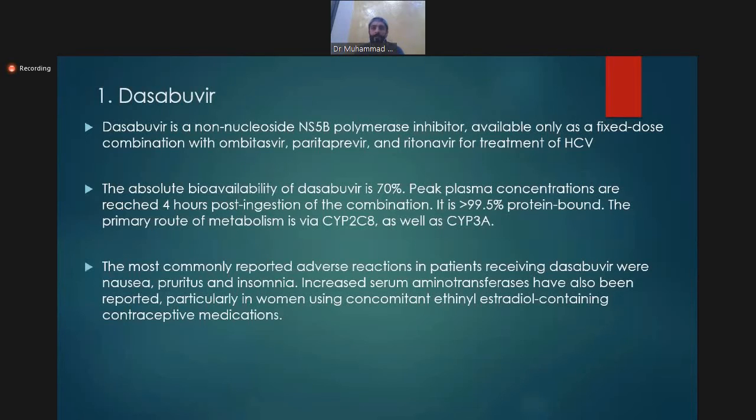Dasabuvir is a non-nucleoside inhibitor available only as a fixed dose combination with Ombitasvir, Paritaprevir, and Ritonavir for the treatment of hepatitis C virus. Absolute availability is 70%. Peak plasma concentrations are reached 4 hours post ingestion, and primary route of metabolism is via the CYP class of CYP3A and CYP2C8. Again, most common reported adverse reactions were nausea, pruritus, insomnia. Increased aminotransferase levels have also been reported, particularly in women using ethinyl estradiol OCPs.